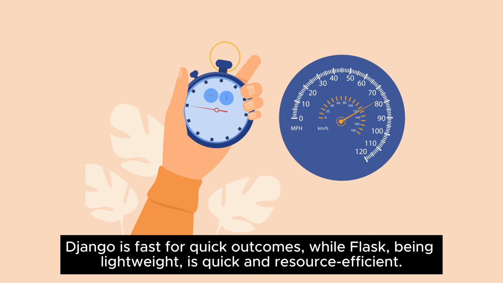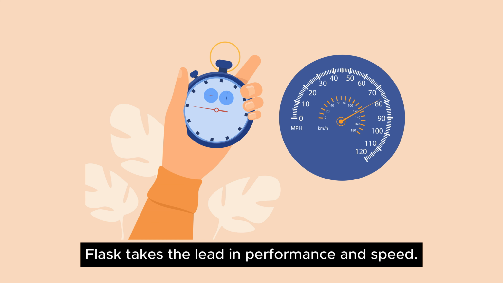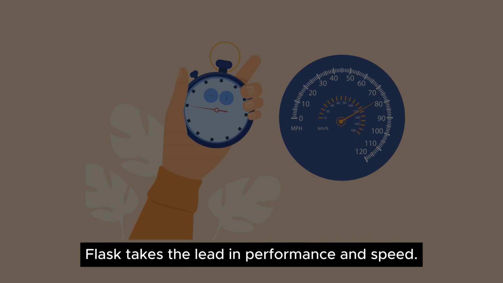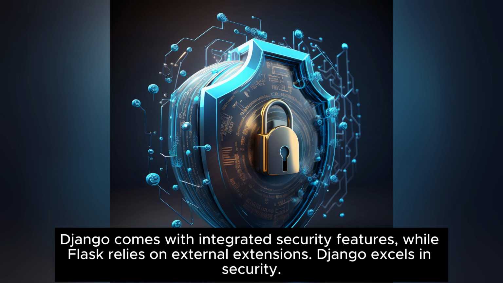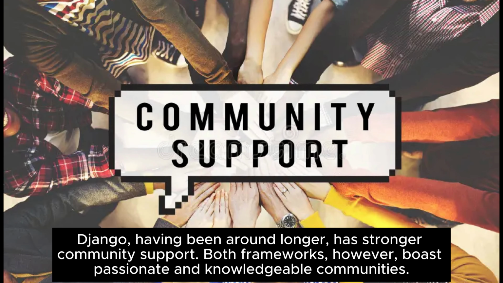Performance and speed. Django is fast for quick outcomes, while Flask, being lightweight, is quick and resource efficient. Flask takes the lead in performance and speed. Security. Django comes with integrated security features, while Flask relies on external extensions. Django excels in security. Django, having been around longer, has stronger community support. Both frameworks, however, boast passionate and knowledgeable communities.